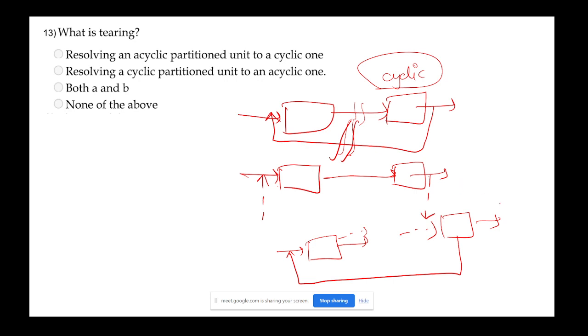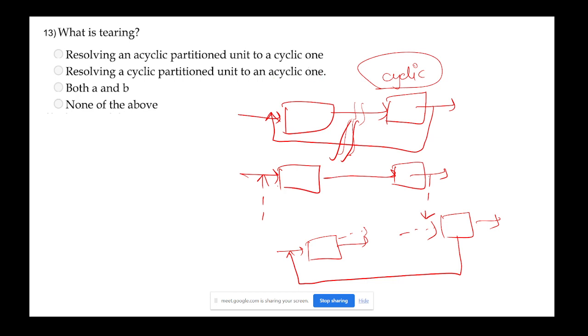So the ones which have a lesser number of independent equations, or a lesser number of equations which are difficult to solve, that you select. So tiering, for this question, is nothing but resolving a cyclic partitioned unit into an acyclic one, so that you will be able to solve.